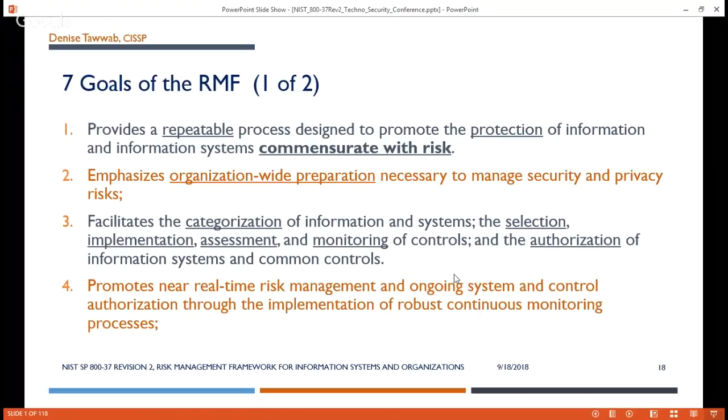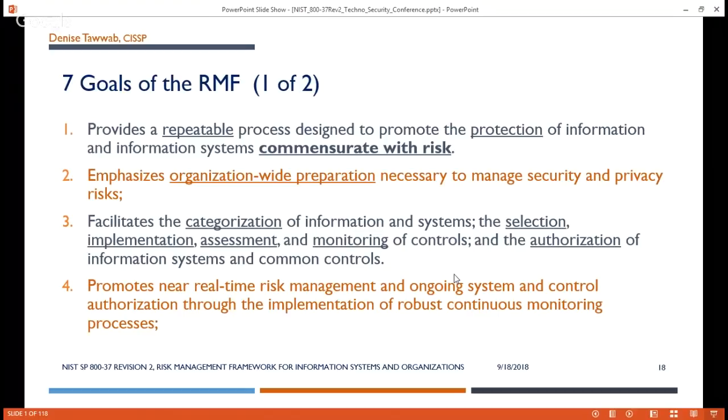The second goal of the risk management framework is to emphasize organization-wide preparation that's necessary to manage security and privacy risk. The third goal is to facilitate the categorization of information and systems, the selection, implementation, assessment, and monitoring of controls and the authorization of information systems and common controls.